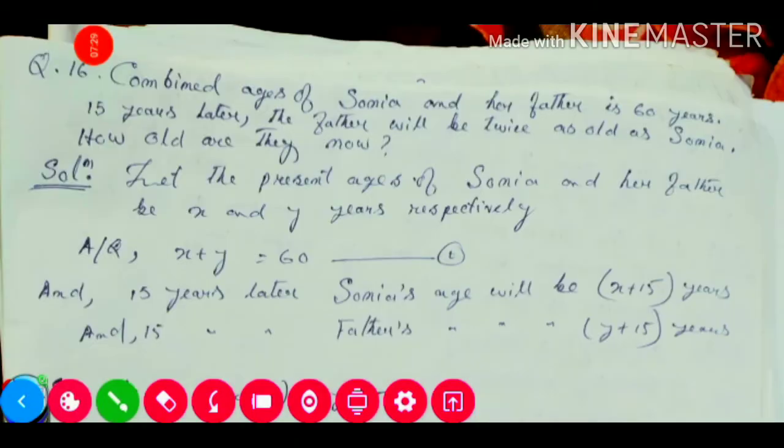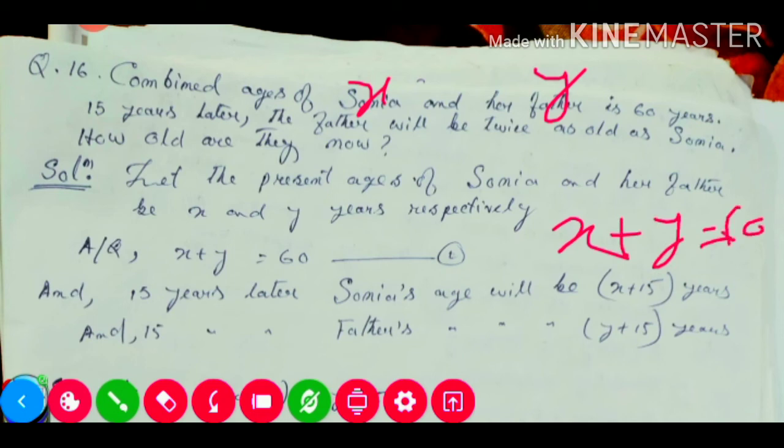Question number 16. Combined age of Sonia and her father is 60 years. If we consider Sonia's age is x and father's age is y, then if we add these two, their combined age is equal to 60. So this will be our equation number 1: x plus y is equal to 60.